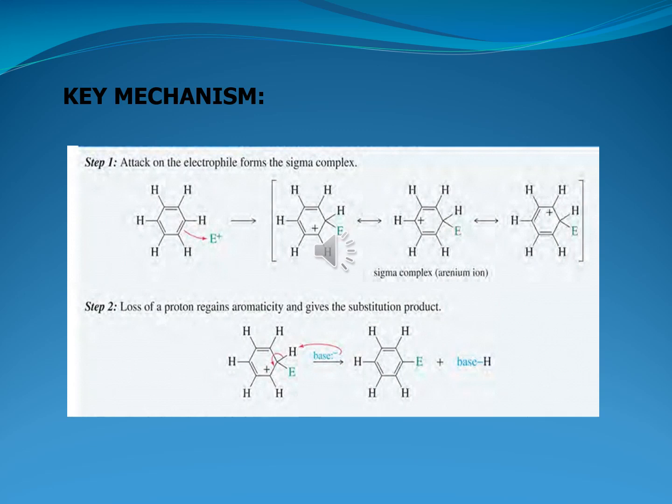In the faster second step of the electrophilic substitution mechanism, the proton bound to the sp3 hybridized ring carbon atom leaves, restoring the aromatic pi system. A nucleophile acting as a base extracts the leaving proton to form the final substituted benzene molecule.